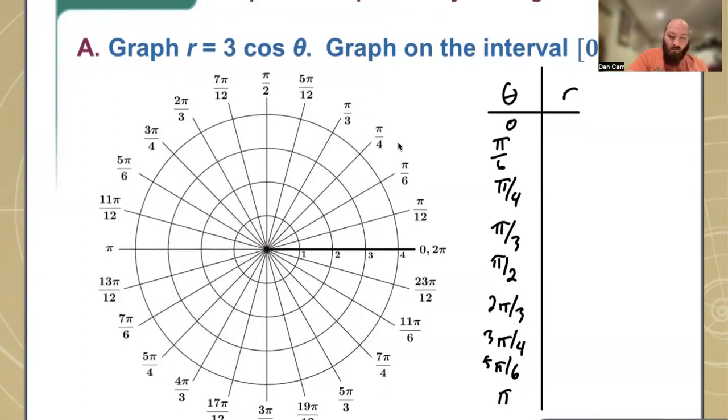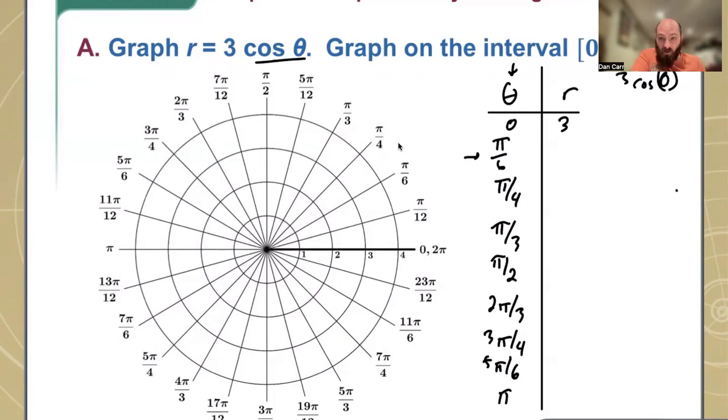So we're going to make a chart with theta versus r instead of x and y, and plug all my different thetas into this equation. I'm going to get 3 times the cosine of 0, for example. Cosine of 0 is 1, so 1 times 3 gives me 3. I'm going to keep doing that for all of these, plugging in pi over 6 and pi over 4 and so on.